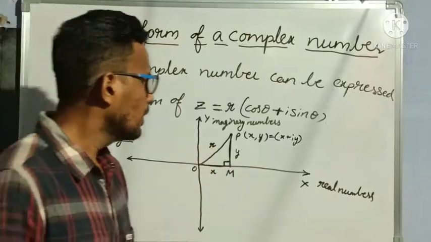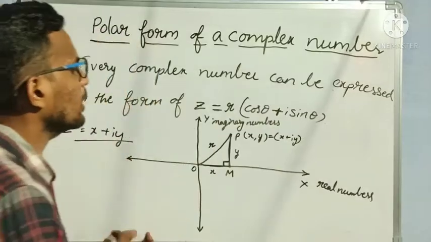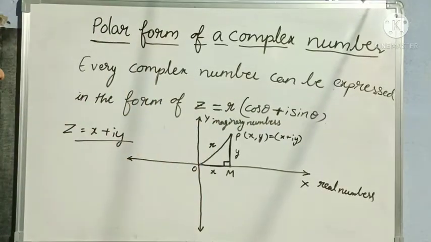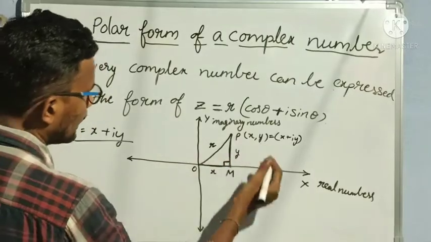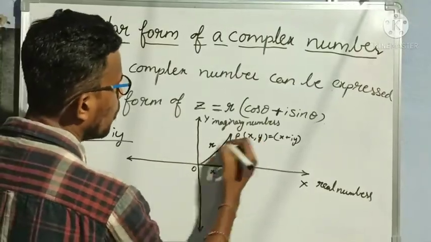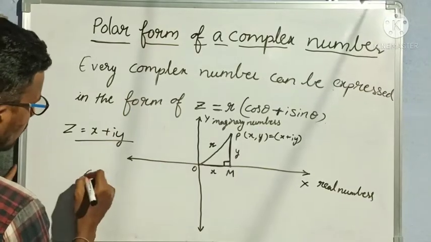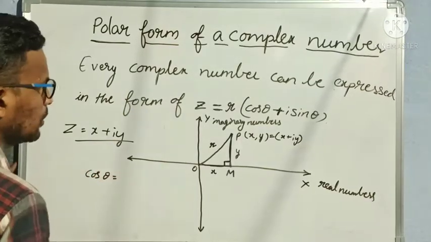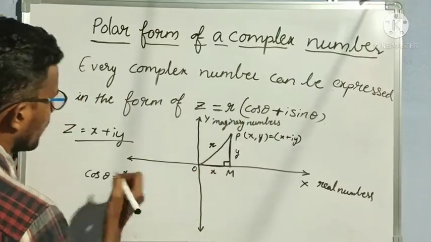Now let us see how we got Z is equal to R into cos theta plus i sin theta. If I want the cos theta value from this right angle triangle, I hope OPM is my right angle triangle, correct? So cos theta is equal to adjacent side by hypotenuse, right? So x by R.